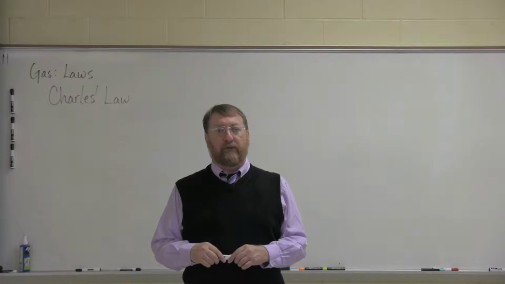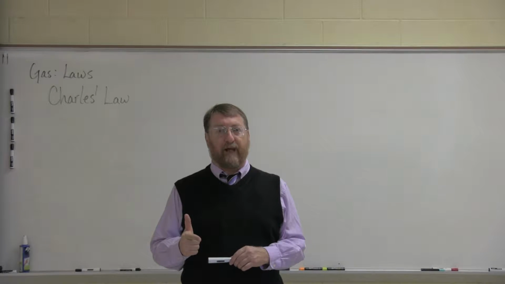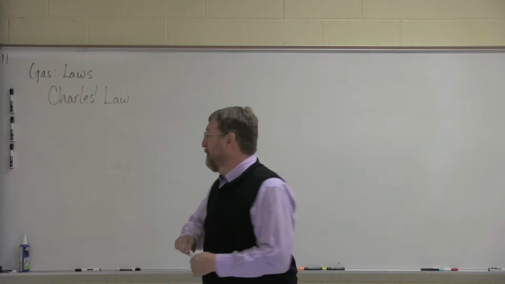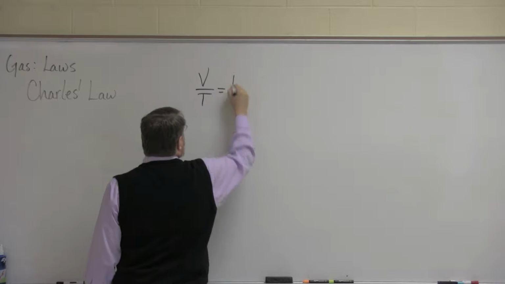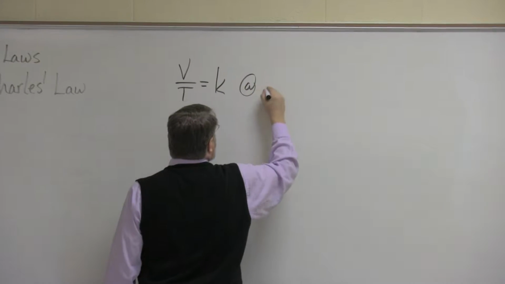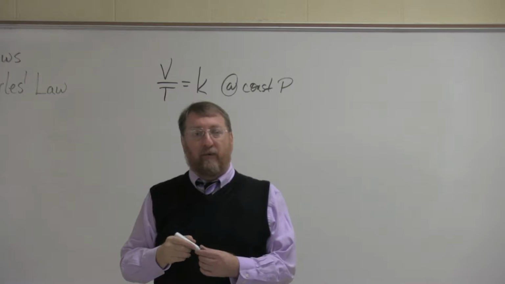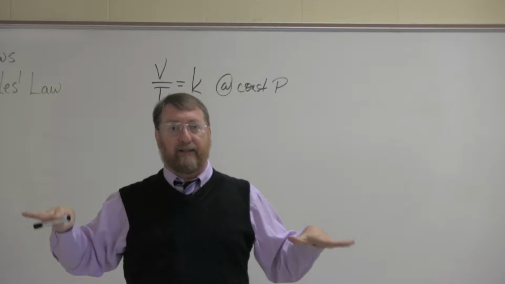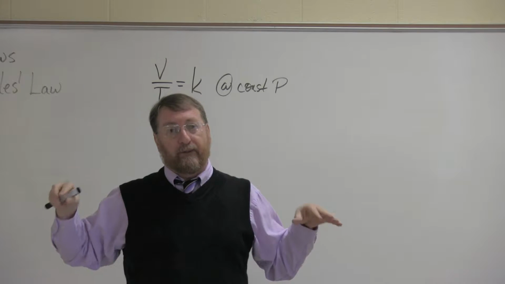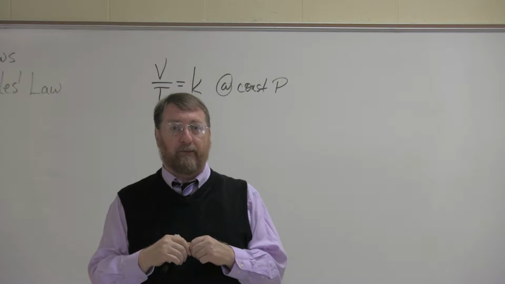This is Gas Laws Lecture number 2, Charles' Law. When we're talking about Charles' Law, we're talking about the relationship between the volume and the temperature of a gas at constant pressure. Charles' Law says that the volume and the temperature are directly proportional when the pressure is held constant. Pressure is an easy variable to hold constant because we live in a world of constant pressure. The air pressure on us at sea level is 1 atmosphere, and so we have a constant pressure there, and we can see the relationship between volume and temperature.